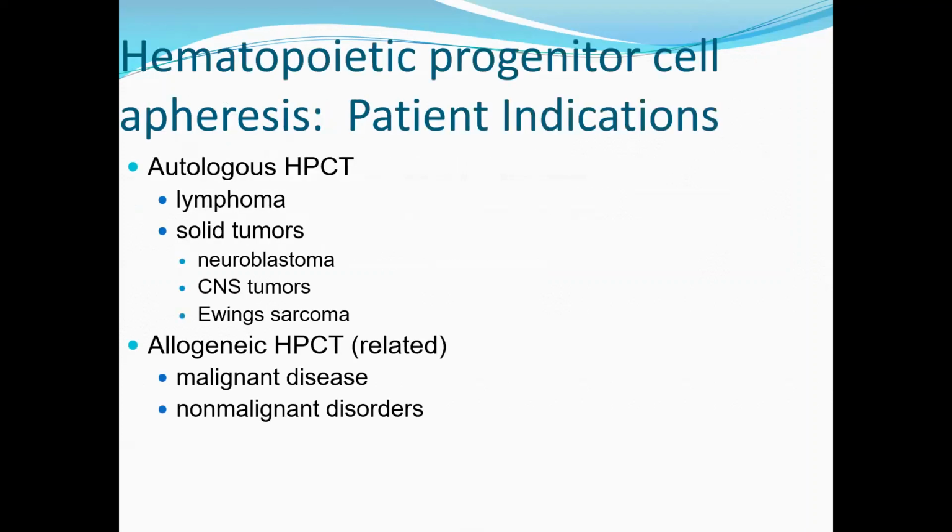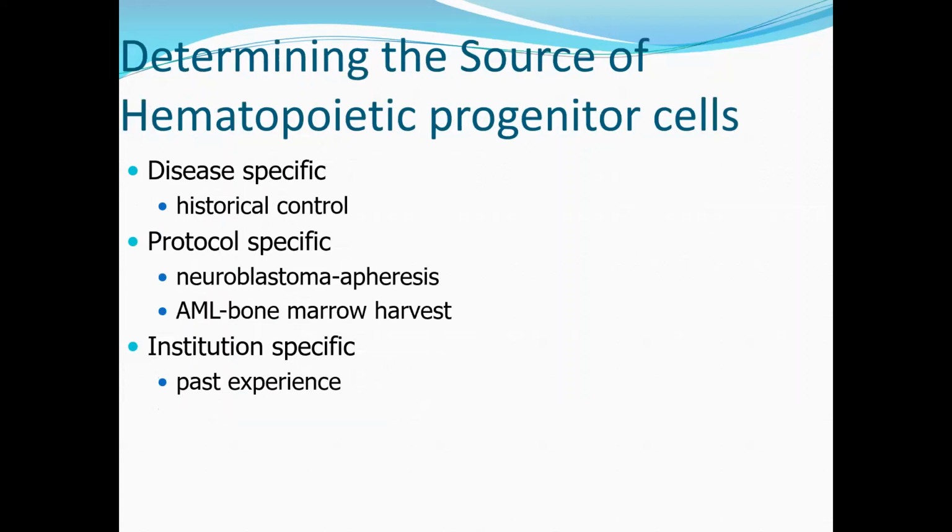Here we'll see the patient indications during hematopoietic progenitor cell apheresis. Indications in autologous HPCT are lymphoma and solid tumor, and allogenic HPCT is related to malignant disease and non-malignant disease. Malignant disease is a spreading disease, and non-malignant disease is not spreading. Next is sources of hematopoietic progenitor cell. Here we'll see the disease specification, protocols, and institute specifics.